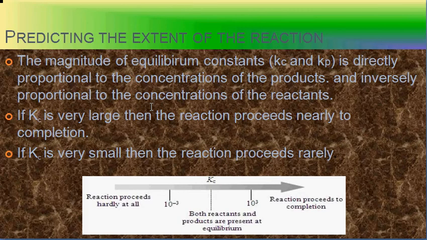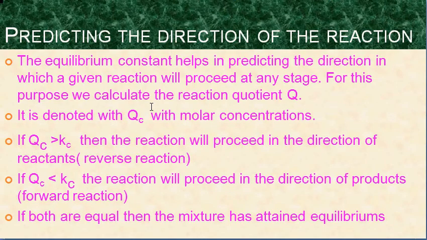Let's see predicting the extent of the reaction. The magnitude of the equilibrium constants Kc and Kp is directly proportional to the concentration of the products and inversely proportional to the concentration of the reactants. If Kc is very large, then the reaction proceeds nearly to completion. If K is very small, then the reaction barely proceeds. You can see with the help of this graph, the reaction proceeds hardly at all if K is less than 10 to the power minus 3, and if it is greater than 10 to the power 3, the reaction proceeds to completion.